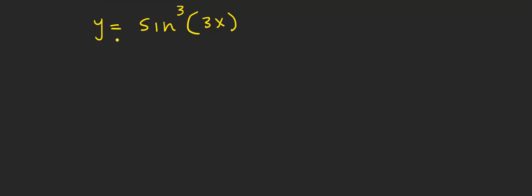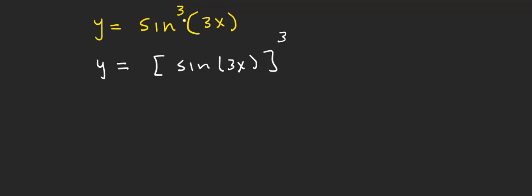What if you have y equals sine cubed of 3x? Before we take the derivative, let's rewrite this. y equals the quantity sine of 3x to the 3rd power. Notice I just rewrote it. These two are the same thing. Why? So that it's easier to find the derivative. So let's find the derivative of y. What's the derivative of the whole thing here? It will be 3 times sine of 3x to the power 3 minus 1, which is 2.